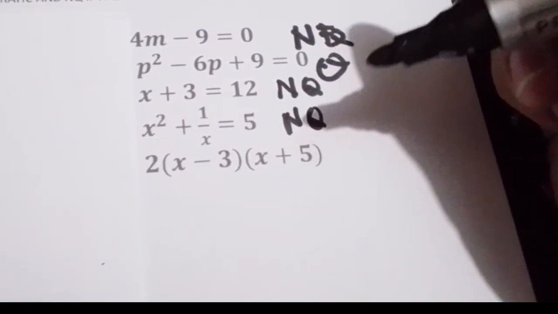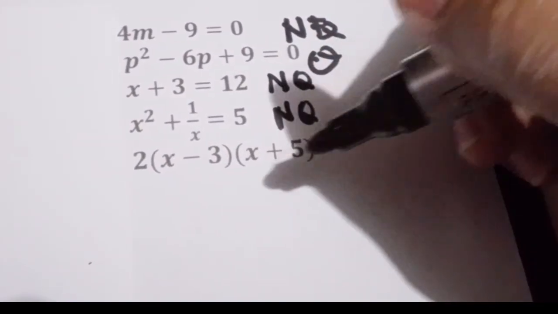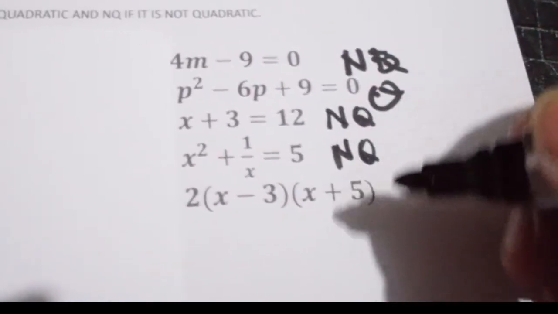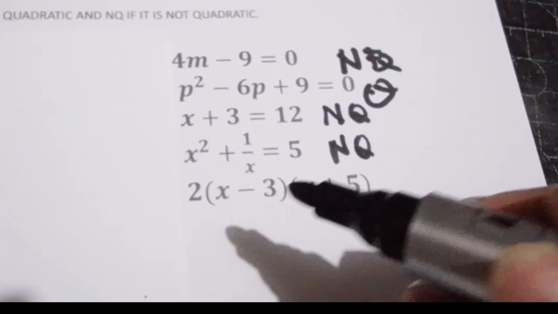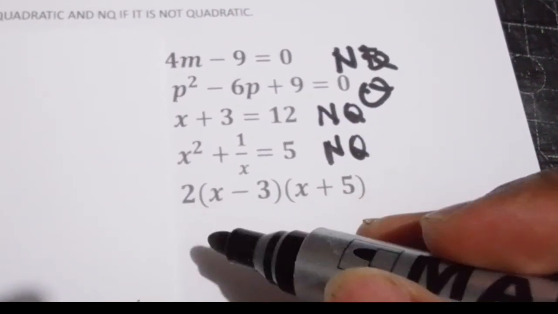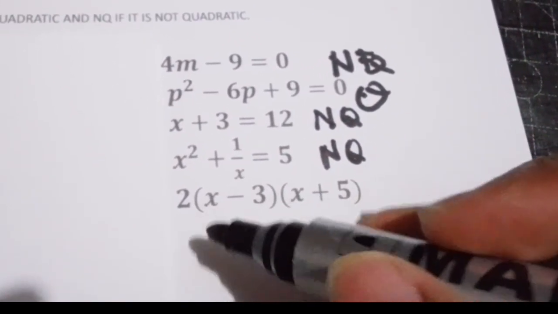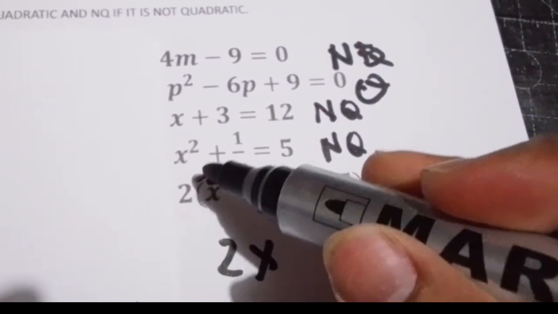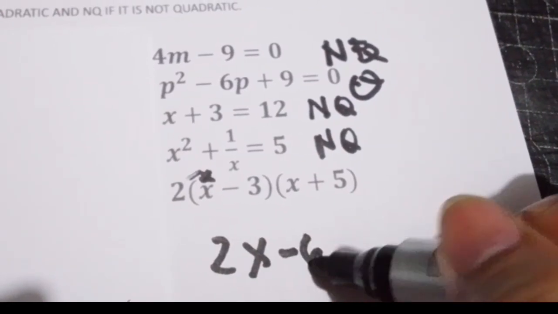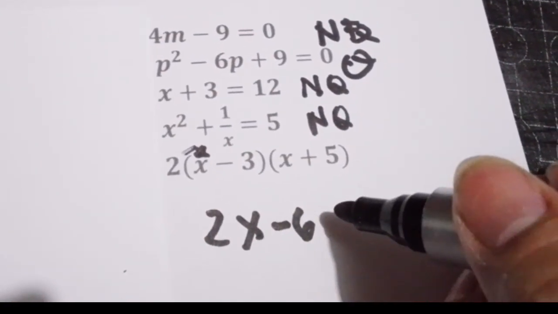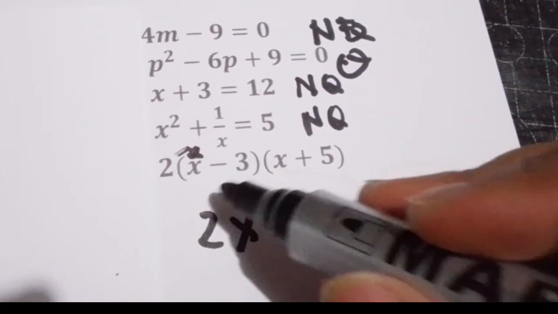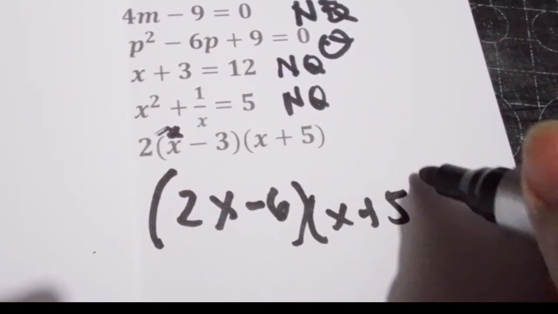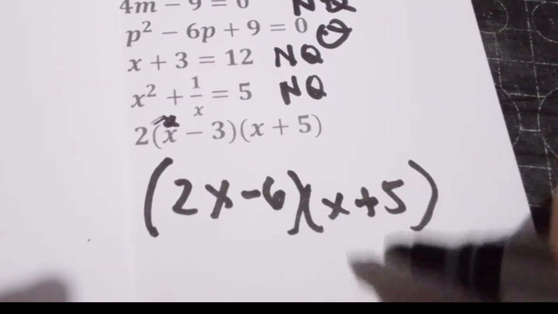Last we have 2 times the quantity x minus 3 times the quantity x plus 5. Let's start. First we apply the distributive property of multiplication. We multiply first: 2x, 2 times negative 3, negative 6. Then we have the x plus 5, so applying the distributive property of multiplication.